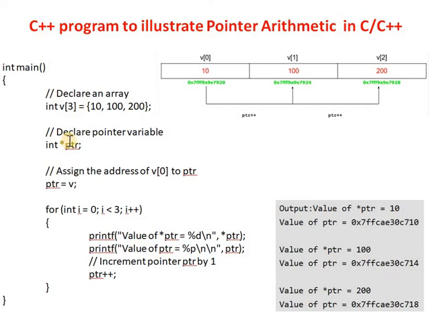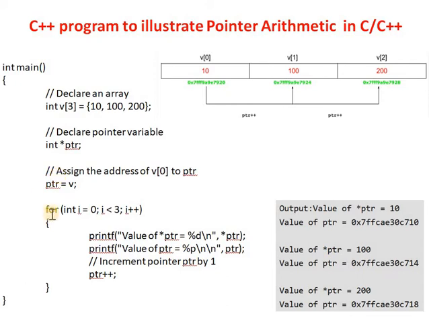Then here we are declaring a pointer variable, int *ptr. ptr is of type integer. Here an integer pointer is defined. Then here we are assigning the address of the array to the pointer variable. The expression is written: ptr = v. It means the address of the 0th index of the array is assigned to the pointer.